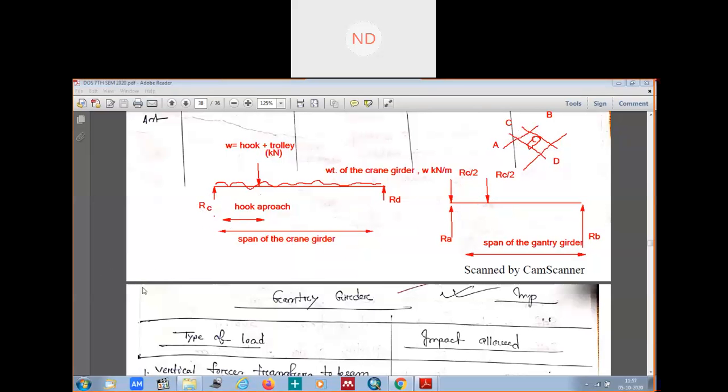Suppose I have taken this point, this was your maximum wheel load. You are going to calculate in this way, and these are your maximum shear force. So in this way you calculate your maximum shear force in the gantry girder and the maximum wheel load on the crane girder. Now when you know your maximum wheel load and maximum shear forces, you can calculate your maximum bending moment. We'll talk about the maximum bending moment in the next class.